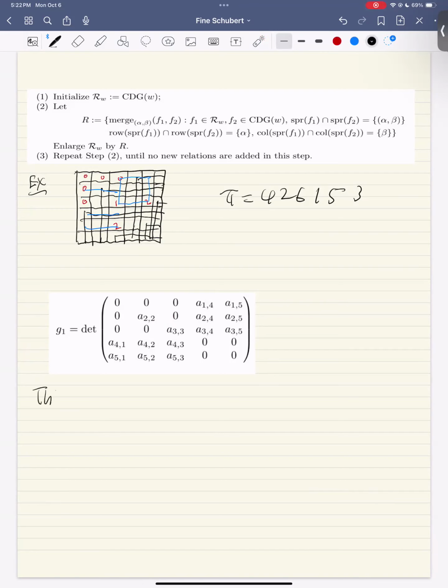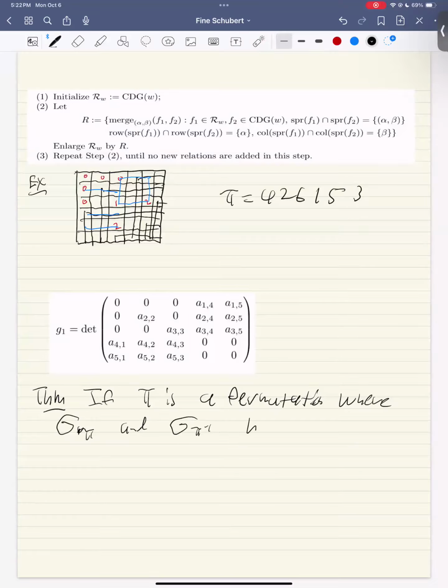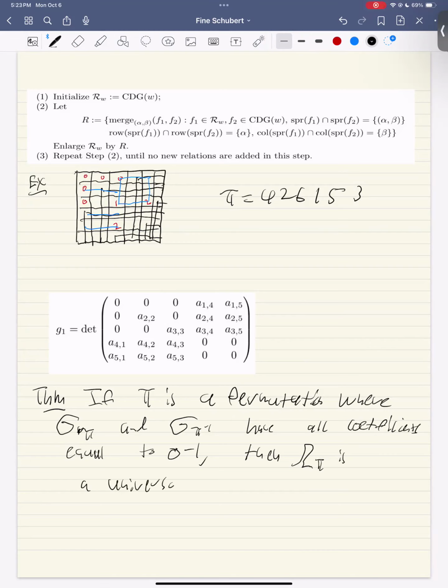Then our theorem is that if pi is a permutation where the Schubert polynomial of pi and the Schubert polynomial of pi inverse have all coefficients equal to 0 or 1, then the set R_pi is a universal Groebner basis for X_pi.